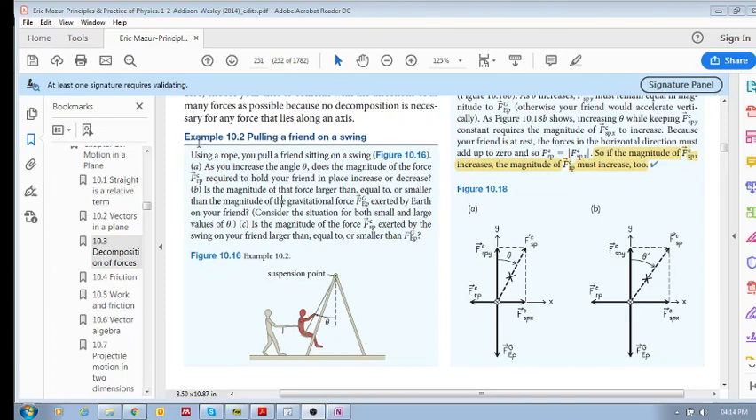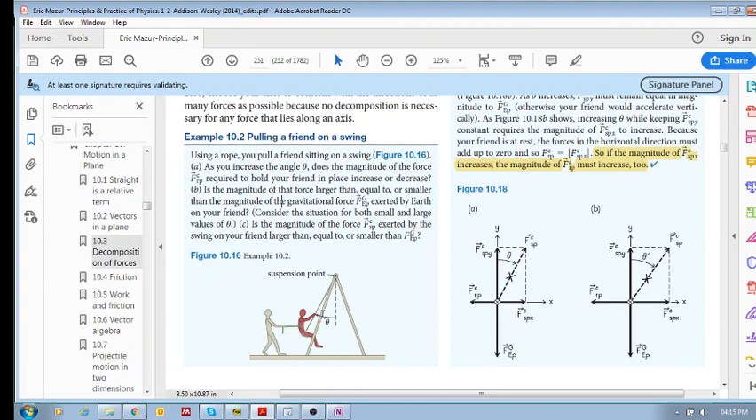Okay, so we're carrying on this decomposition of forces. So let's consider example 10.2. Pulling a friend on a swing. It was a very nice problem. You're pulling a friend on a swing and you are holding your friend in place, in position, okay? So there's no acceleration. Your friend isn't moving up or to the side. You're just holding your friend in this position.